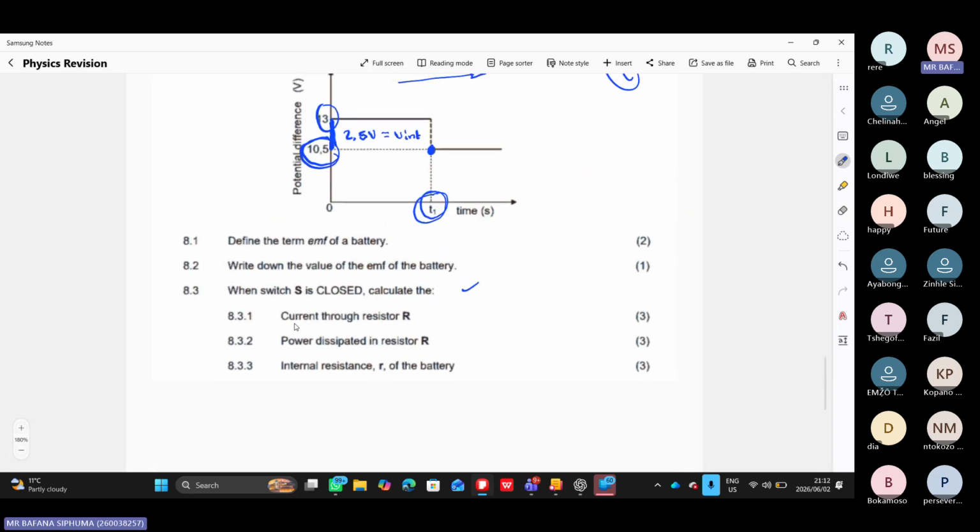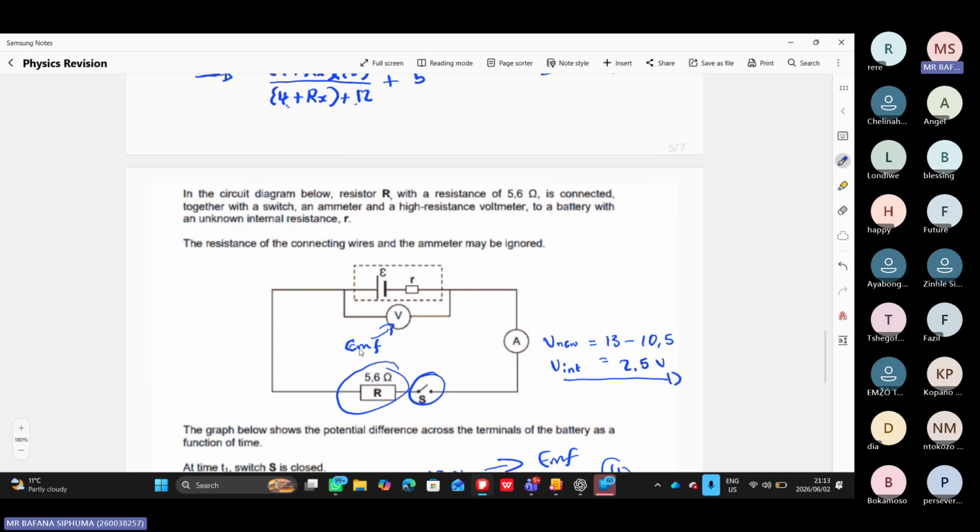Then the questions are saying, I'm skipping this one. The value of the EMF was 13 V at the beginning. Then when the switch is closed, the value of the voltage is going to decrease or change. So now they're looking for the current through resistance R.